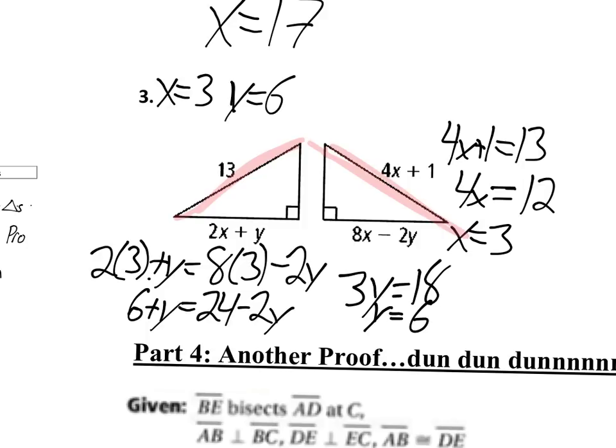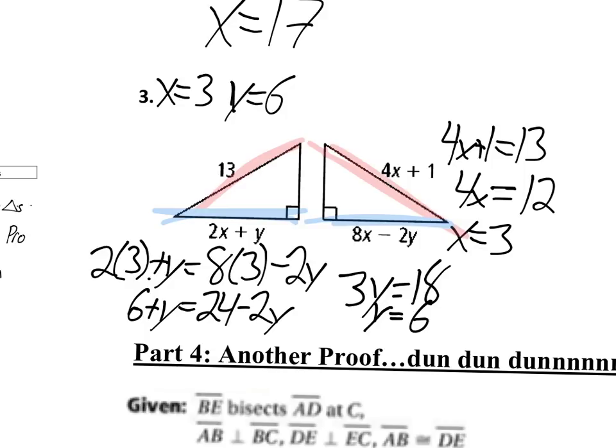Now, I need my legs to be congruent. So that's one leg, that's my other leg. I'm going to set those equal to each other, but they have an x and a y. But I already know what x is, so I'm just going to plug in x. So I have 2 times 3 plus y equals 8 times 3 minus 2y. So I multiplied, I got 6 plus y equals 24 minus 2y. Then I went ahead and subtracted the 6 over, and I added the 2y.